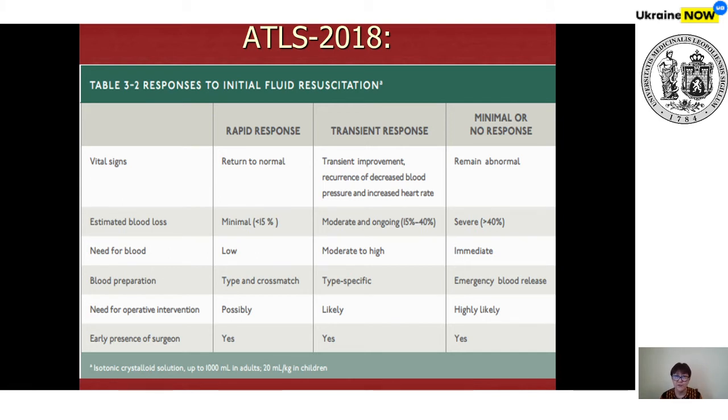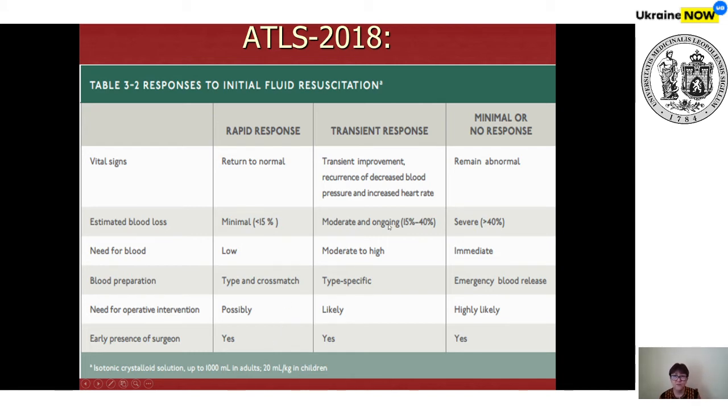Responses to initial fluid resuscitation, how to check it. There may be 3 variants of response: rapid response, transient response, and minimal or no response. Vital signs in rapid response return to normal. Estimated blood loss may be less than 15% of circulating blood volume. There is low need for blood preparations, but blood might be type and cross-match checked. Need for operative intervention is possible, and early presence of a surgeon is needed.